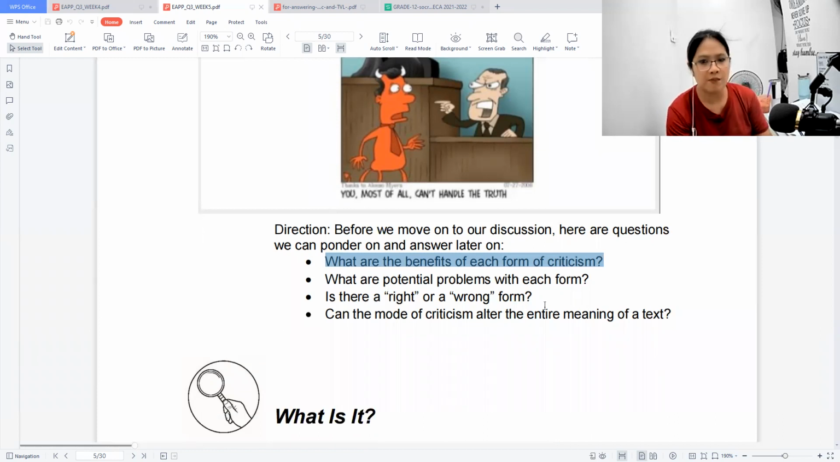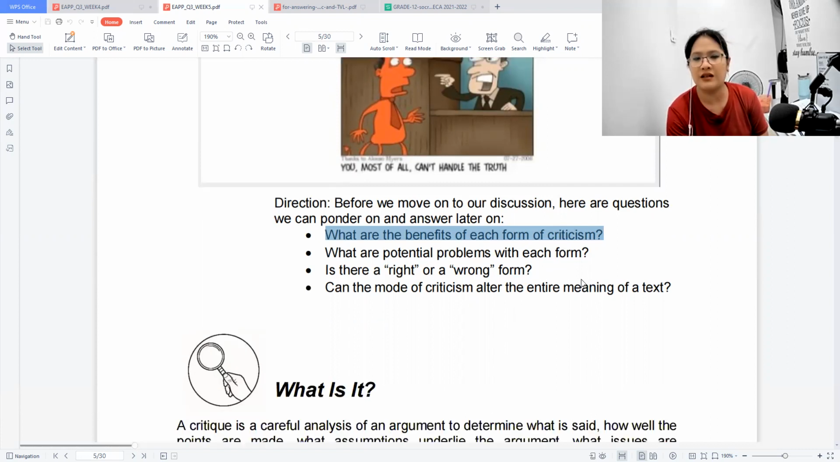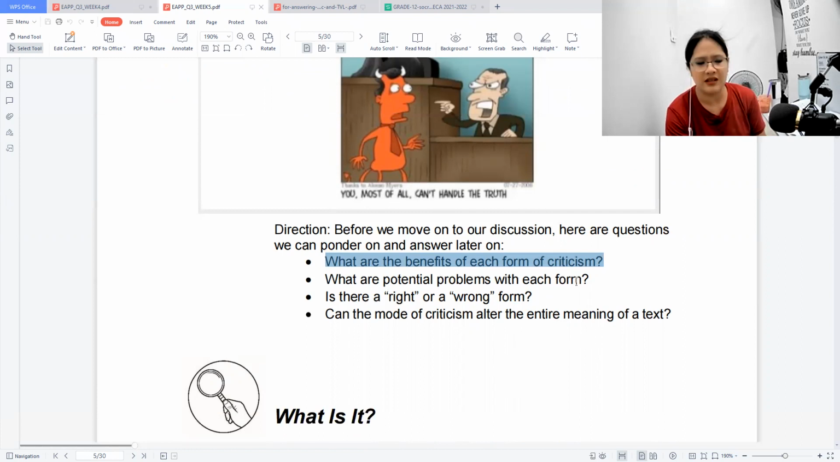Well, for me, it depends on the way of proving the claim or the manner of presenting evidence. Okay, if there's sufficient evidence, then you could be believable. You could have a stronger claim. Okay, can the mode of criticism alter the entire meaning of the text? Not really alter, but those different modes, literary theories, they present a way for you to see things.